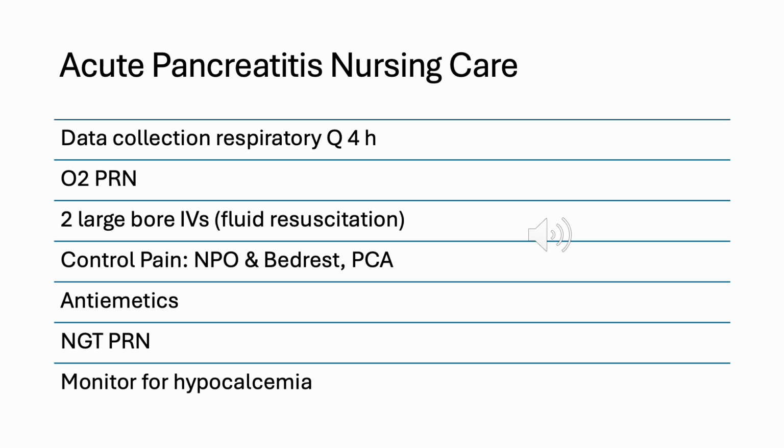You want to control pain, and we've talked about this before, so keeping the patient NPO and on bed rest to decrease metabolism. They're going to need a PCA pump, and they'll need antiemetics, a nasogastric tube, PRN. We talked about if they don't have bowel sounds, they're not passing flatus, they haven't had a BM, or they have severe vomiting, they're going to need an NG tube. Monitor for hypocalcemia. We talked about this earlier, that they can be prone to hypocalcemia.